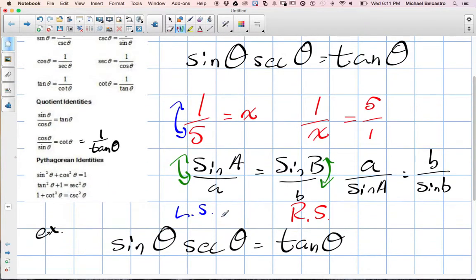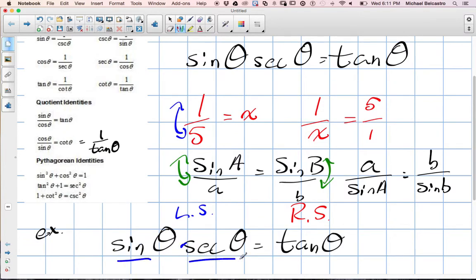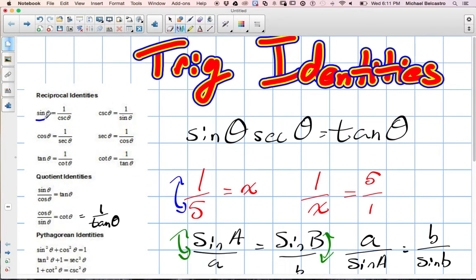So we have sine theta times secant theta. So we go back up here, and usually these are the three you're used to working with: sine theta, cos theta, tan theta. These are a little new to us: secant theta, cosecant, and cotangent. Have you talked about them at all? Kind of. Kind of? Okay. So cosecant is the reciprocal of sine. Secant is the reciprocal of cos. And cotangent, obviously, is the reciprocal of tangent.